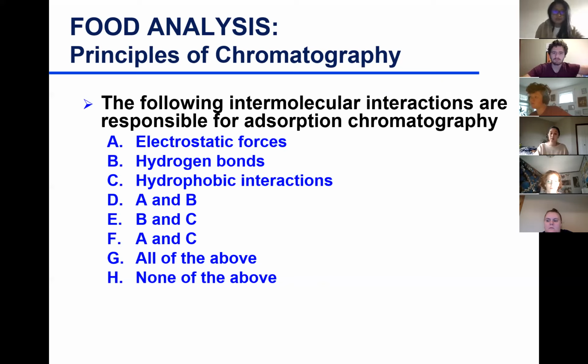Common? A and B. Okay, A and B are correct, but also C is correct. So it's really all of the above. So the interaction in adsorption chromatography can be based on charge and polarity, can be based on hydrogen bonding, can be based on hydrophobic interaction, can be based on van der Waals interaction. So all types of chemical interaction except covalent.